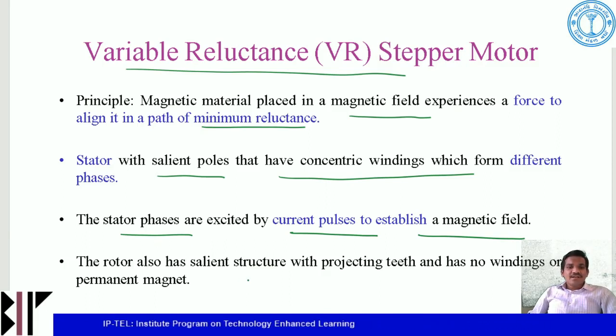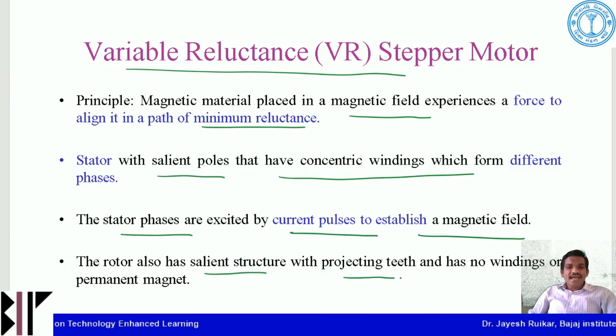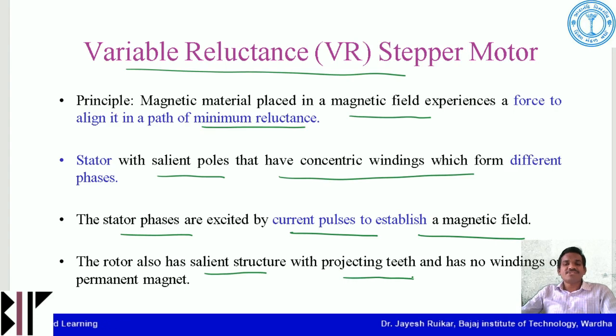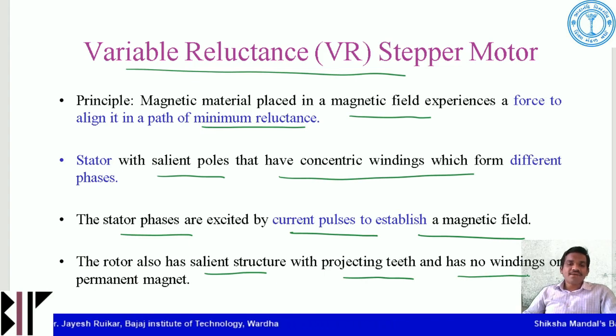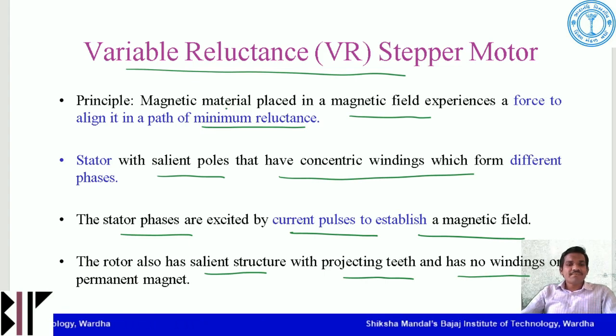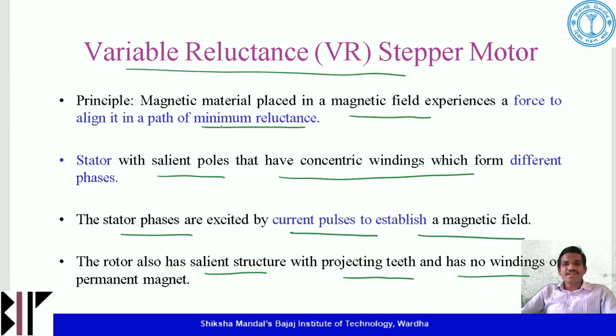The rotor is also salient in structure, with projected teeth. It does not have winding, as I already told you, and it does not have a permanent magnet, because this is the VR type of stepper motor. This is the without permanent magnet stepper motor, that is the variable reluctance stepper motor.